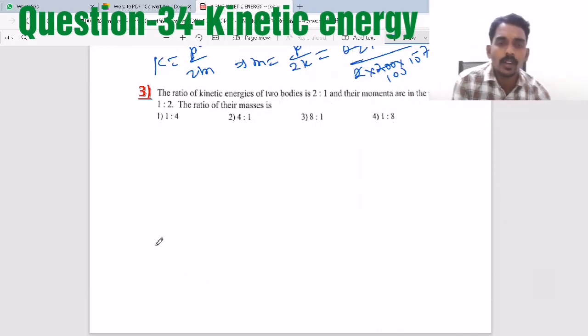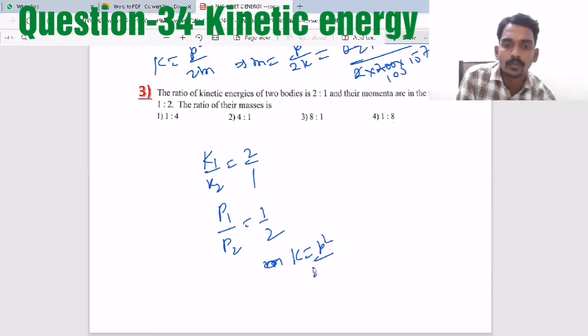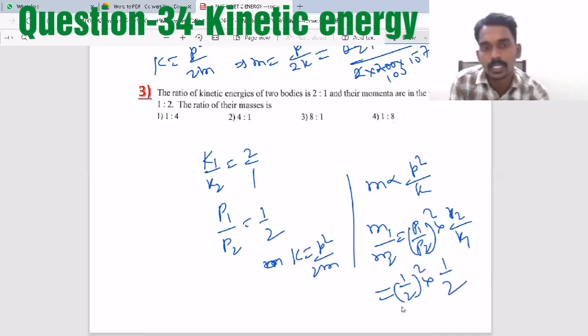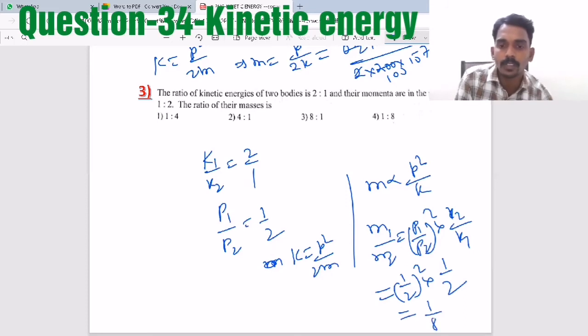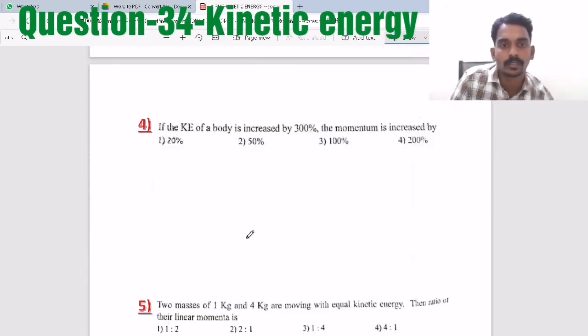Now the next question is the ratio of kinetic energies of two bodies. So K1 by K2 is 2 by 1 and their linear momenta are 1 by 2. Then their mass ratio. So kinetic energy K equal to P square by 2m. Then m is proportional to P square by K. So m1 by m2 equal to then P1 by P2 whole square times K2 by K1, where P1 by P2 is 1 by 2 whole square, K2 by K1 is 1 by 2 because K1 by K2 is 2. So it will become 1 by 8. This way you can understand and solve the questions.